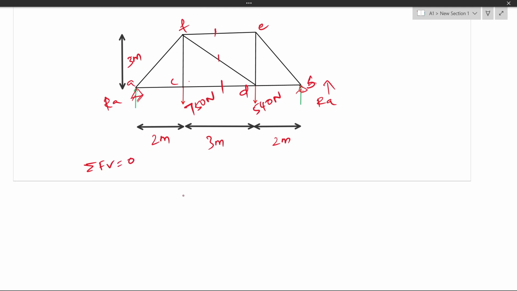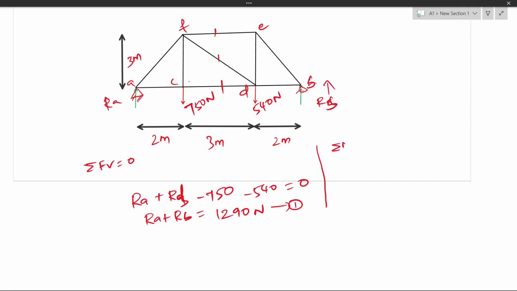Vertical forces are equal to 0. Summation of vertical forces should be 0 to be in equilibrium. So RA, which is upwards, plus RB, that is also in upward direction, minus 750 Newton in downward direction, and minus 540 Newton, also in downward direction, should be equal to 0. So RA plus RB equal to 1290 Newton. This is equation 1.